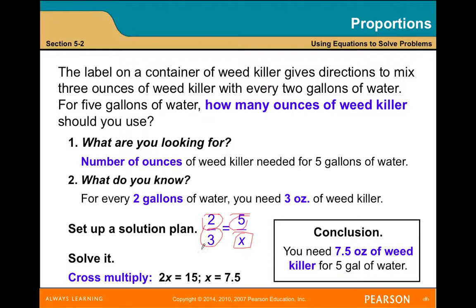So then to solve it, we cross multiply. So 2 times x equals 2x. 3 times 5 equals 15. And then x equals 7.5. Because what you do is, as you recall from previous slides, you have to isolate the x. Divide by 2, this crosses out. And then same here, divide by 2. And when you divide 15 by 2, it equals 7.5. So the conclusion is that you'll need 7.5 ounces of weed killer for 5 gallons of water.